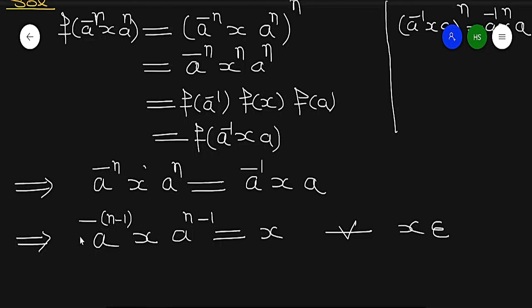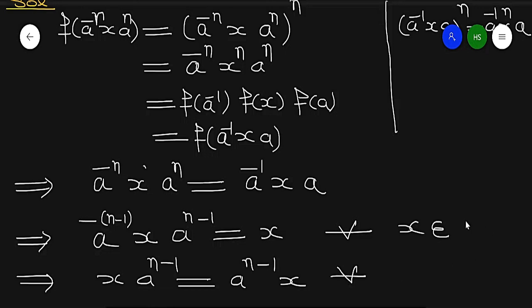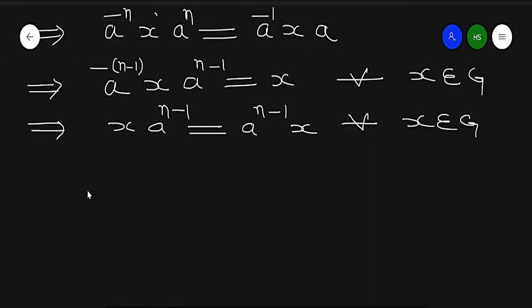So this is shifted, and this value is equal to x a raised to power n minus 1, and this is a raised to power n minus 1 into x, for every x belonging to G. What it means is that it commutes with every element of G. If it commutes with every element of G, it means a raised to power n minus 1 belongs to the center of G.